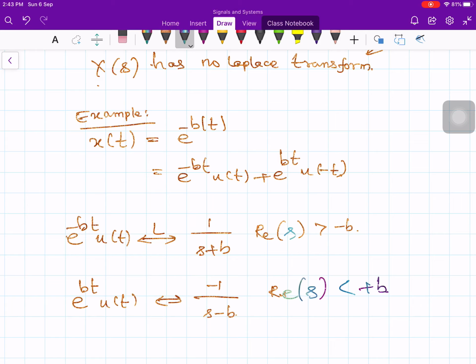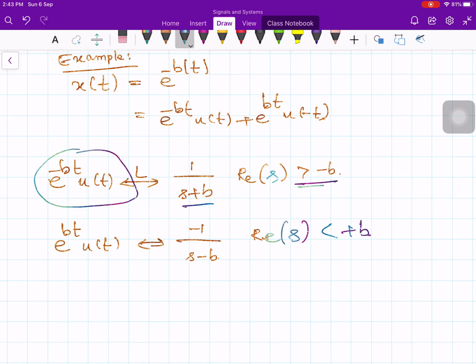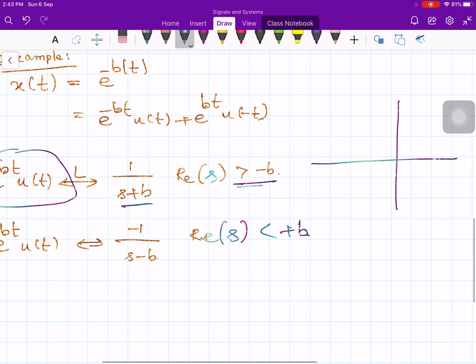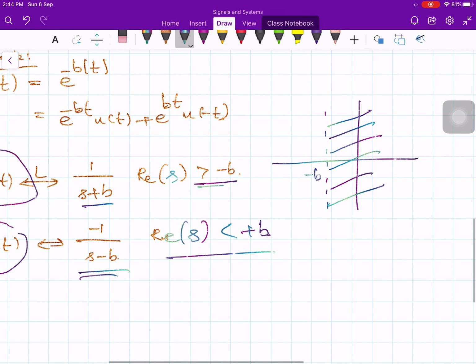Now if you look at these terms individually, this one has this Laplace transform and this ROC. If you plot in the s plane, this point is minus b, so your region of convergence will be like this: real of s greater than minus b. And for the second term, e to the bt times u of minus t has a Laplace transform of minus 1 by s minus b, and the region of convergence is less than plus b. That means it will be plus b somewhere else. You draw the dotted line. So this is the region of convergence.